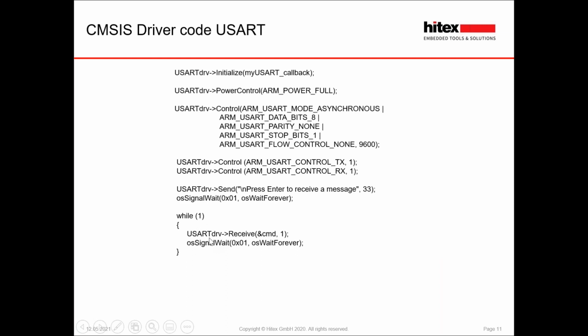In a typical application, we can add support for a UART. Again, we're initializing, installing the callback function, switching the device on, configuring the UART options, enabling transmit and receive, and then we have separate send and receive functions. When we receive a message, it triggers the callback, which we can wait for a signal, and then we can receive that data and read it.